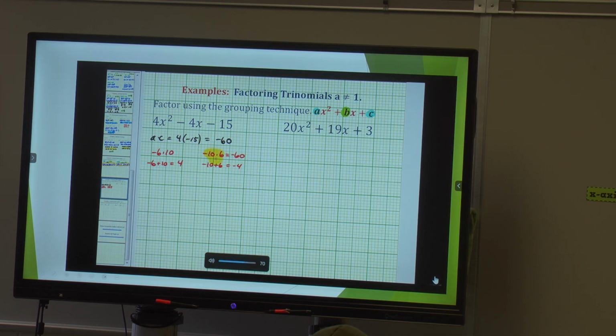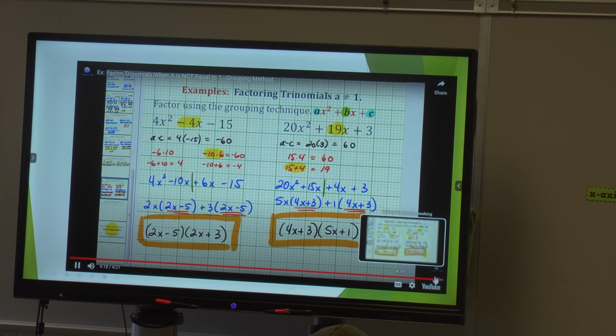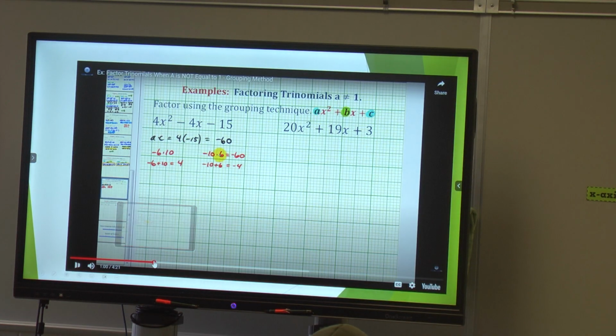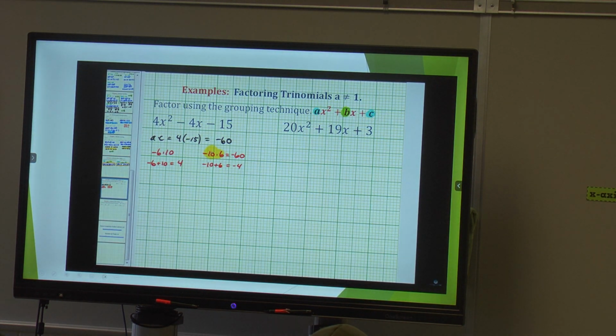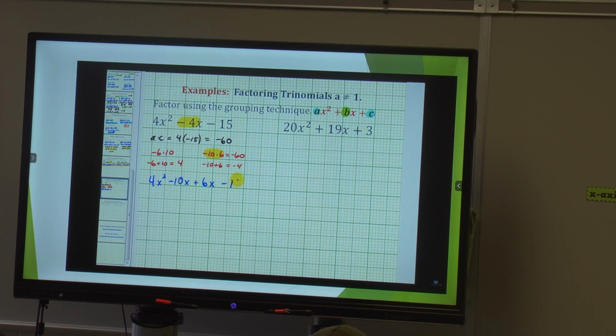So now what we're going to do is rewrite negative 4x as negative 10x plus 6x. So our polynomial with 4 terms will be 4x squared minus 10x plus 6x and then minus 15.